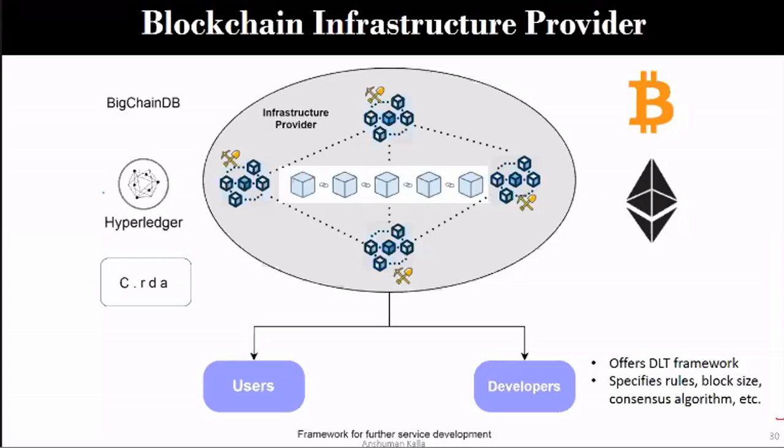And interestingly, MongoDB and Big Chain DB have collaborated to offer the salient features of blockchain, like decentralization, immutability, etc., on top of MongoDB, right? Which is a more mature technology. And another interesting player in this space, you might know, is Corda, right?